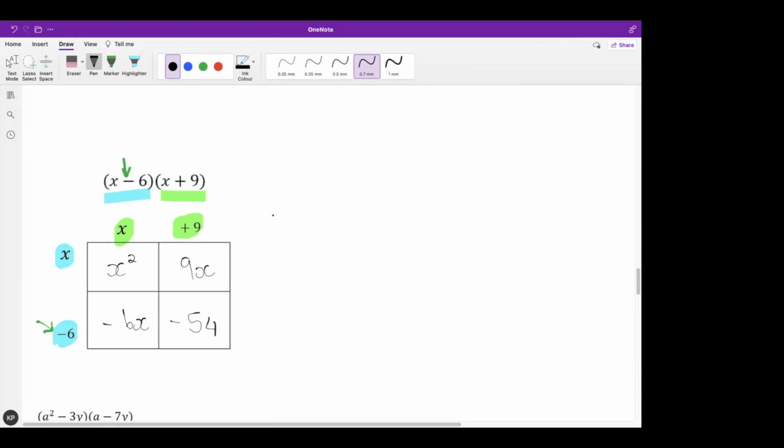Now let's rewrite them. X squared plus 9x minus 6x minus 54. Equals like terms. Positive 9x minus 6x. X squared, you can't do anything with, it's on its own. But what is 9x minus 6x? Check carefully. Nice, Logan. It's positive 3x minus 54.